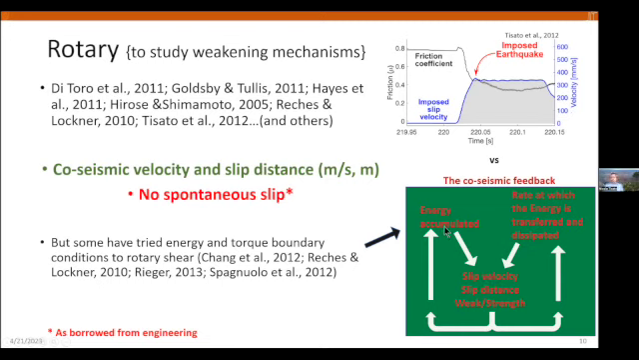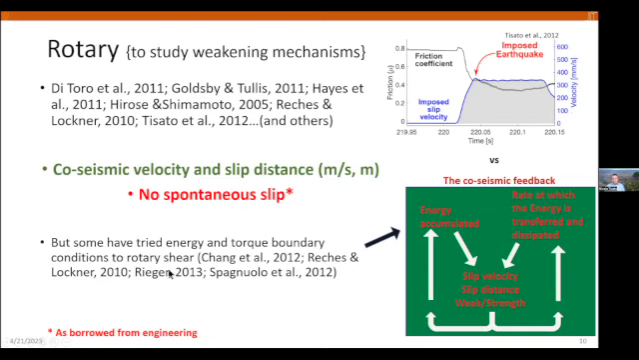So these two, the energy accumulated and the rate at which the energy is transferred and dissipated, right? Dissipated inside the fault while slipping, both control the slip velocity and the slip distance. And together, they control the weakening and strengthening of the fault. So in a classic rotary shear experiment, what is missing is this feedback, right? That feeds back into the rate and to the energy accumulated.